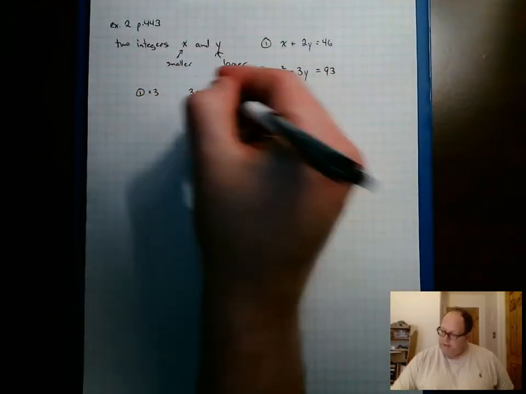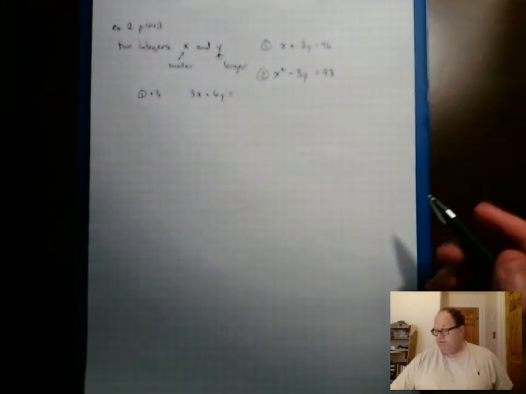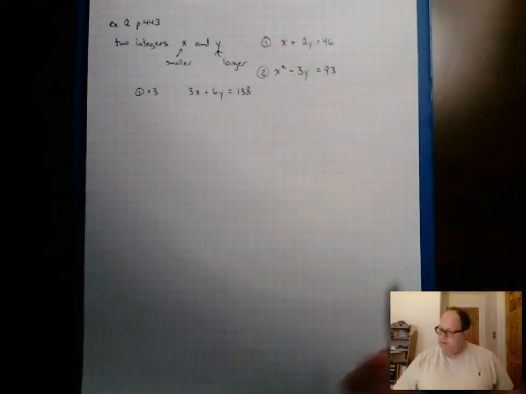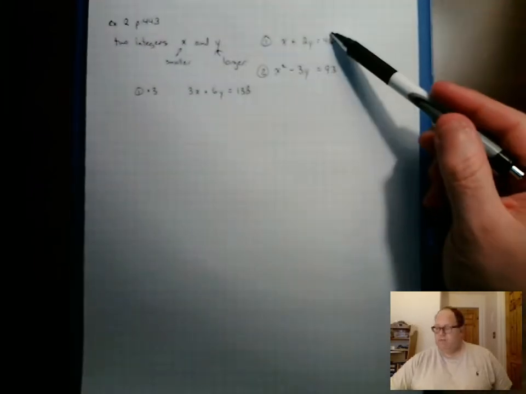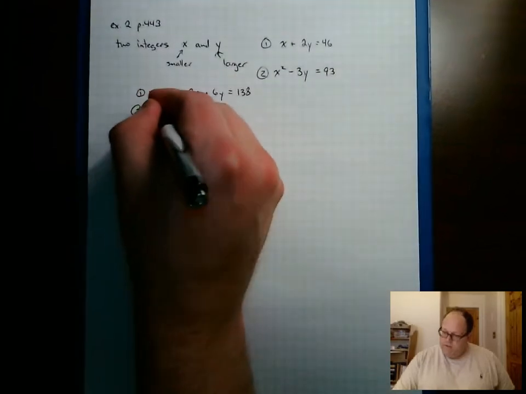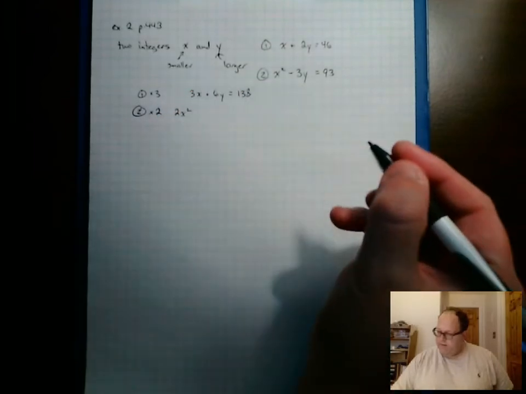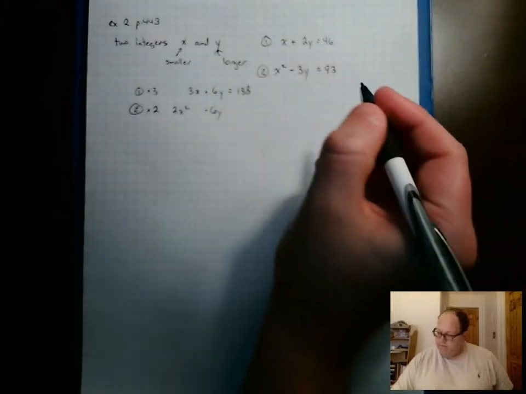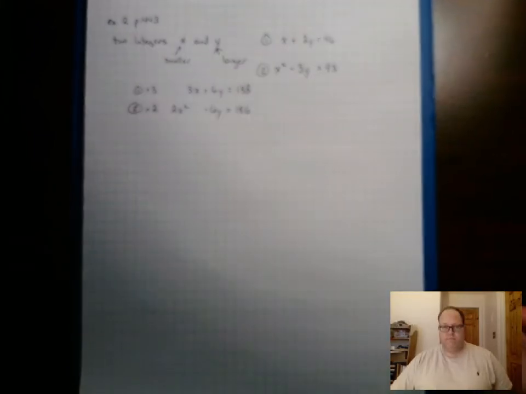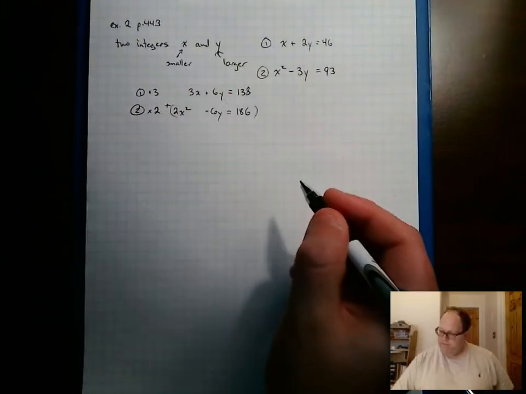That gives me 3x plus 6y equals 3 times 46 is 138. The thing that a lot of people tend to forget is to multiply the right-hand side of that as well. I'm going to take equation 2 and multiply it by 2. That would give me 2x squared minus 6y equals 186. And now in this case, I'm going to add my two expressions together.